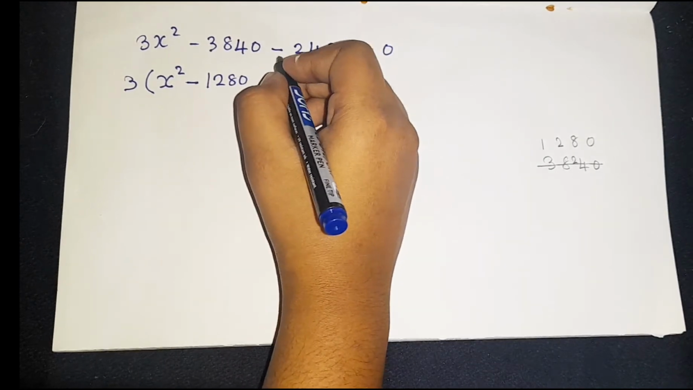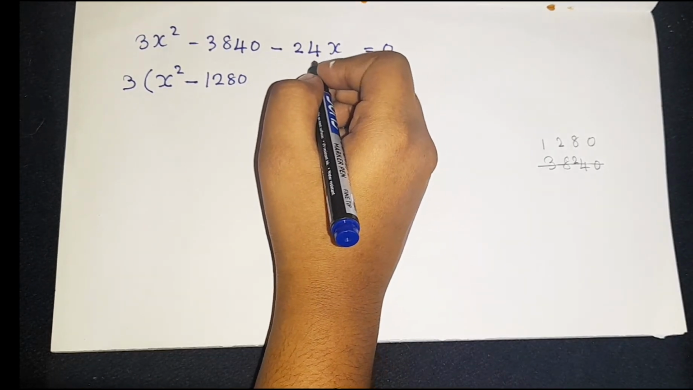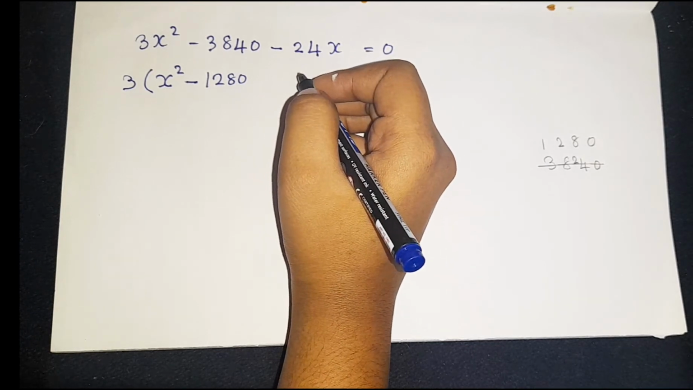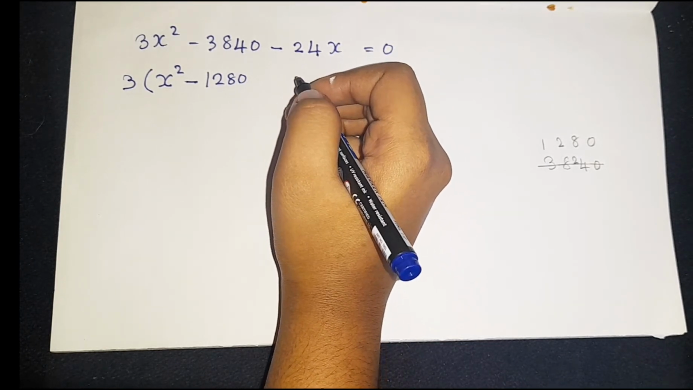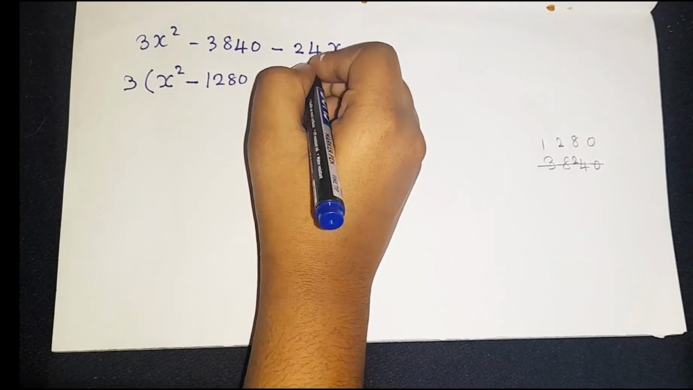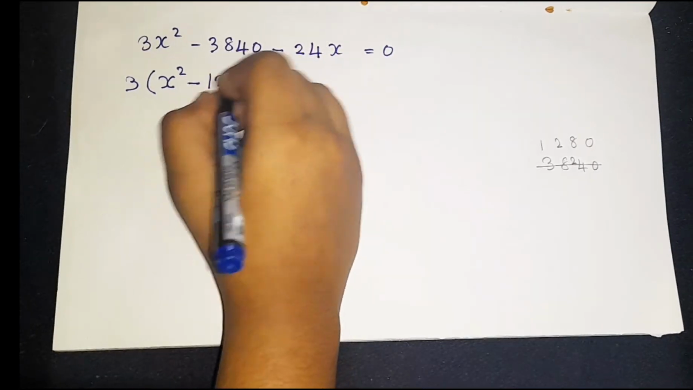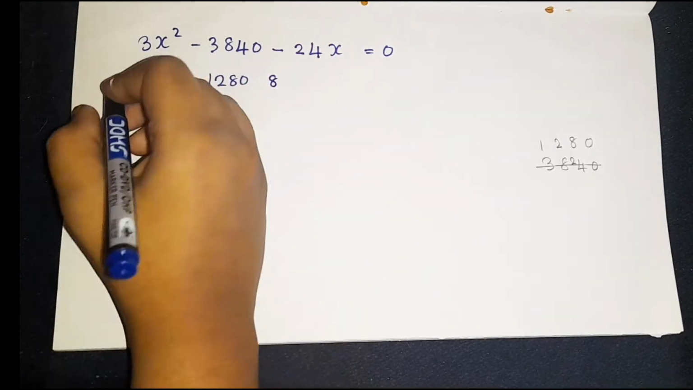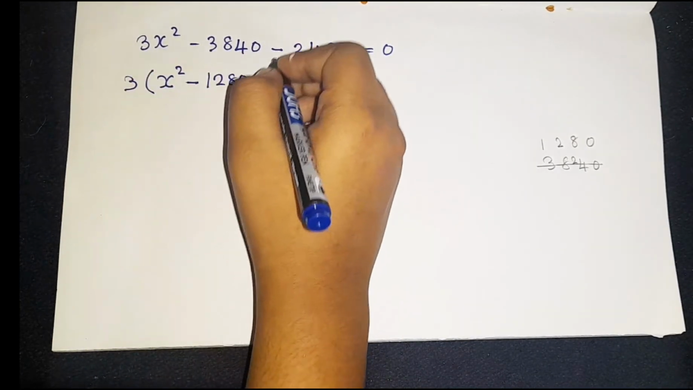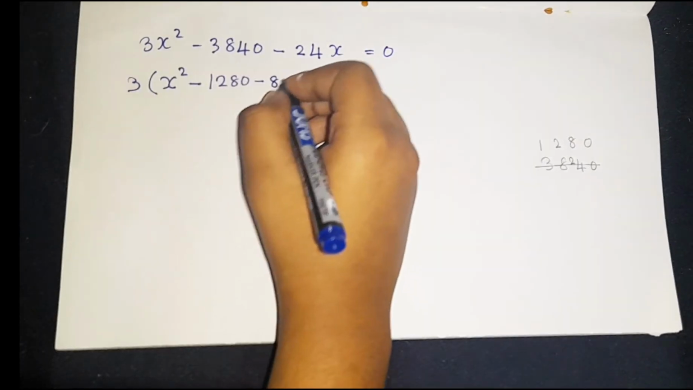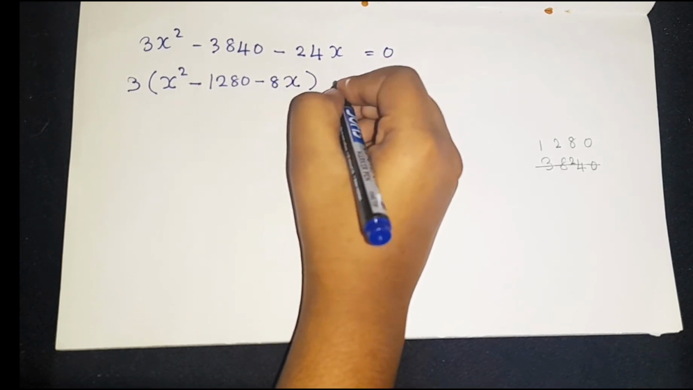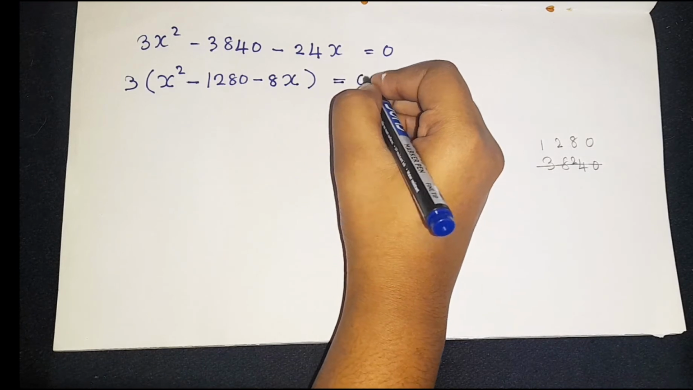And then here we have minus 24x. Do you guys remember at what time we get 24 in the 3 table? 3 8s are 24. And here we have minus, so we shall write minus. Why? Because plus into minus is minus, and 3 into 8 is 24, and here we have x, so we can just write the x as it is and close the bracket is equal to 0.